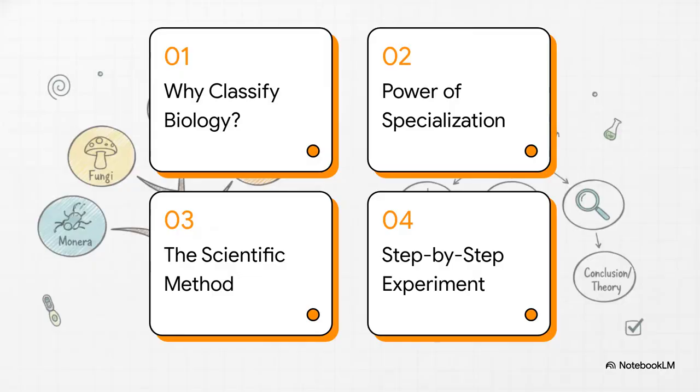It's laid out perfectly, kind of like a classic Q&A, giving us that fantastic structured classroom vibe. We're going to extract the core wisdom directly from these paragraphs so you can truly master the why and the how of biological research. Here is our exact roadmap for today. First, why classify biology? Second, the power of specialization. Third, the scientific method. And fourth, step-by-step experimentation.